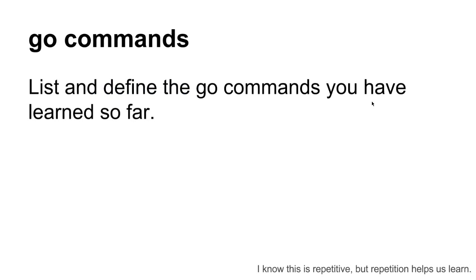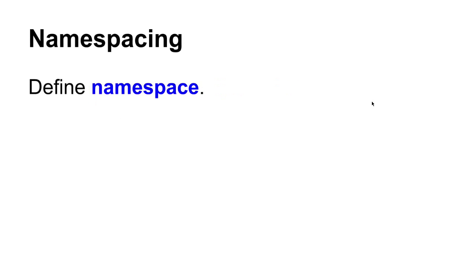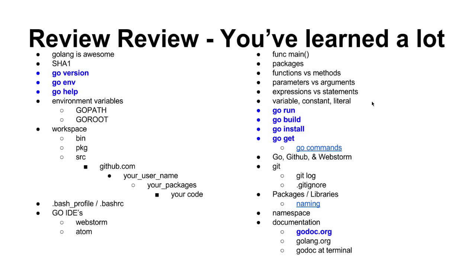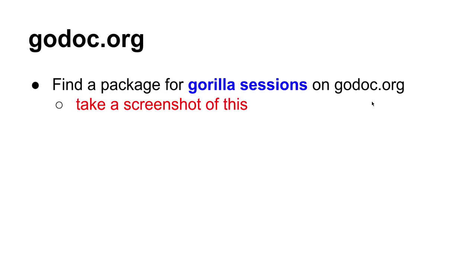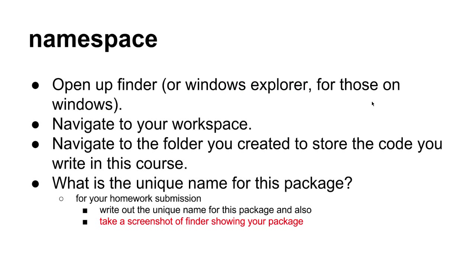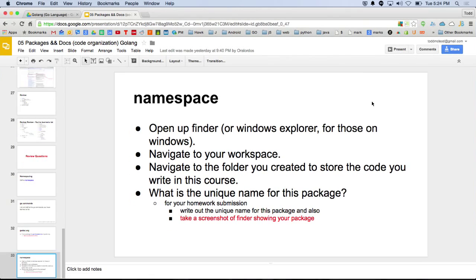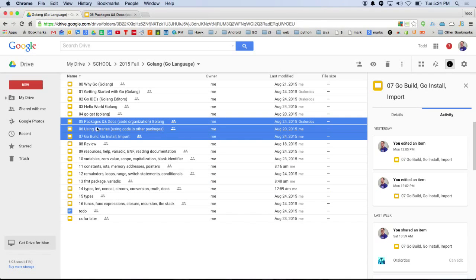And then we have some exercises here that you could do over the weekend, right? Just these things. Find the Go commands you've learned so far. So you'd say, go run, go build, go install, go get. Find a package for Gorilla sessions and take a screenshot. See if you can find that package on godoc.org. Work a little bit more with namespaces there. So we got through 5.